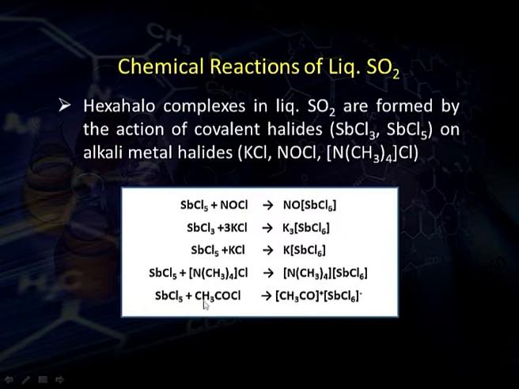Similarly, we have other examples. When SbCl3 reacts with 3 molecules of KCl, K3SbCl6 is formed. Similarly, other examples also we can see. This is SbCl5 plus tetramethyl ammonium chloride. So, here what happens? This is tetramethyl ammonium and this is hexachloro antimonate. So, this particular complex is formed.